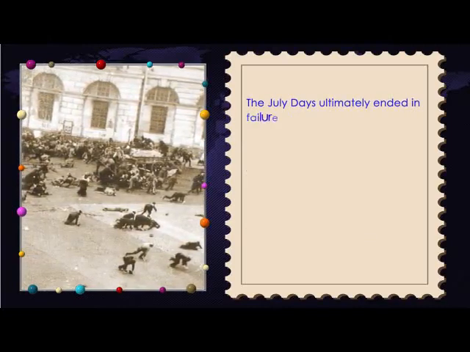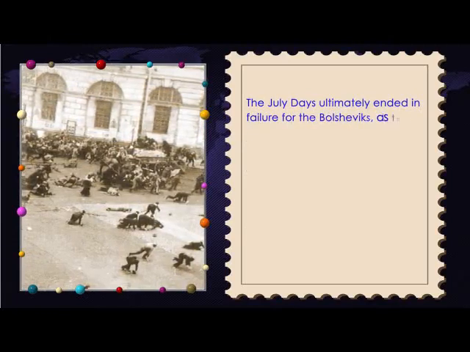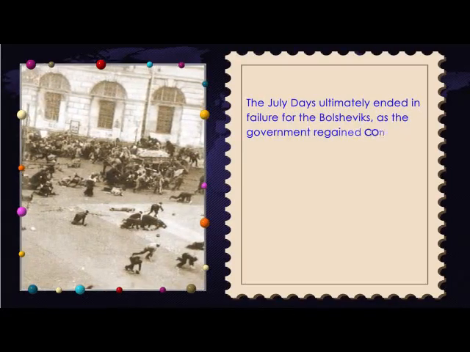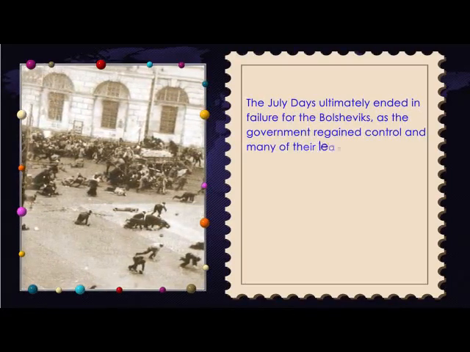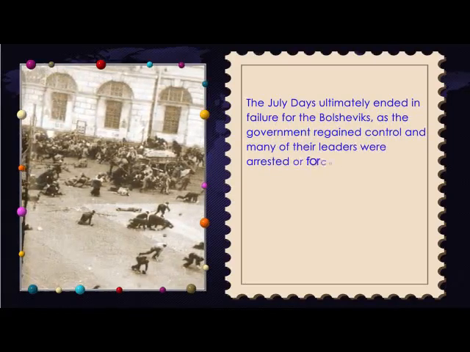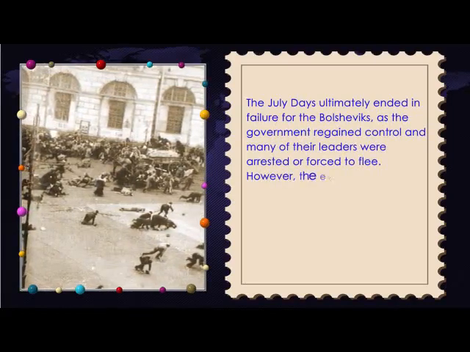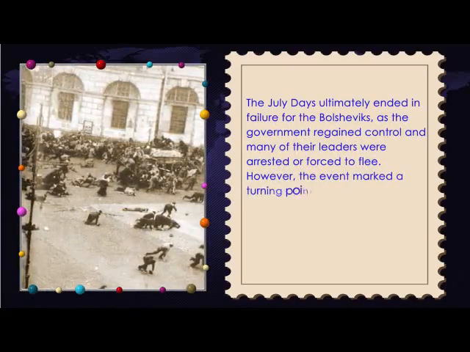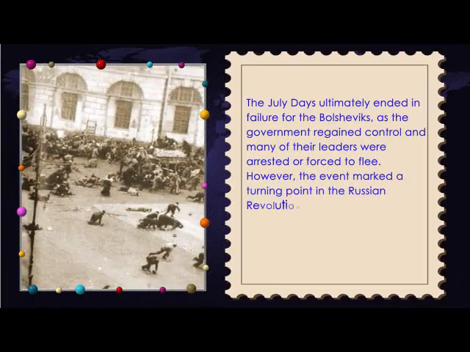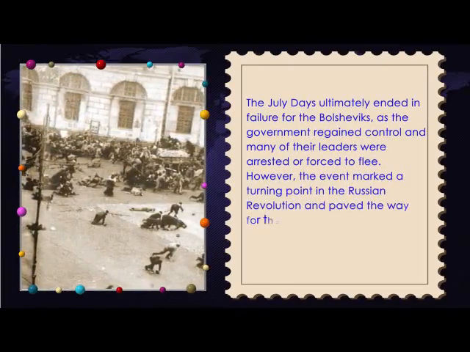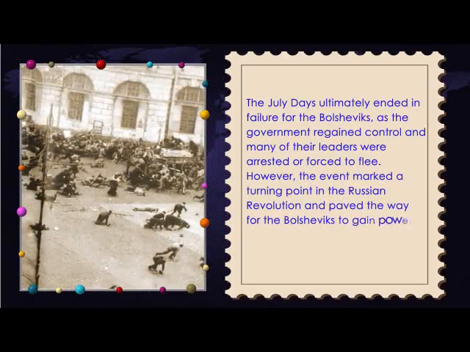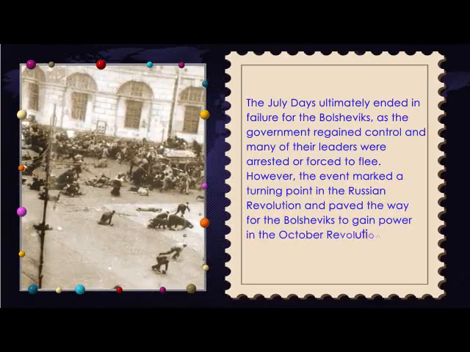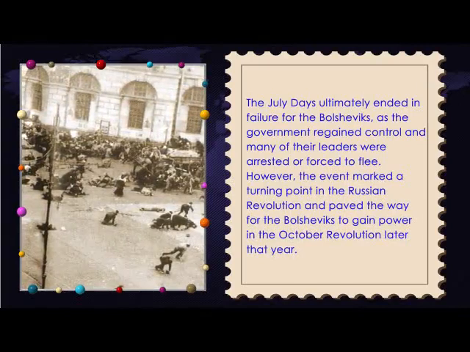The July Days ultimately ended in failure for the Bolsheviks as the government regained control and many of their leaders were arrested or forced to flee. However, the event marked a turning point in the Russian Revolution and paved the way for the Bolsheviks to gain power in the October Revolution later that year.